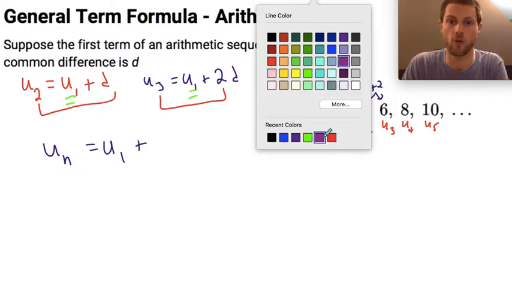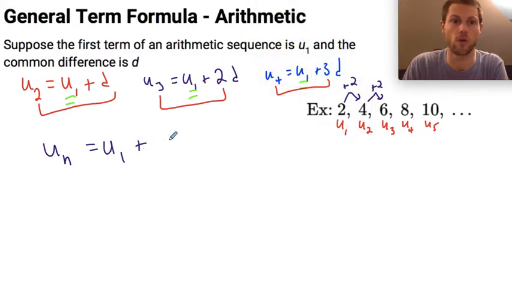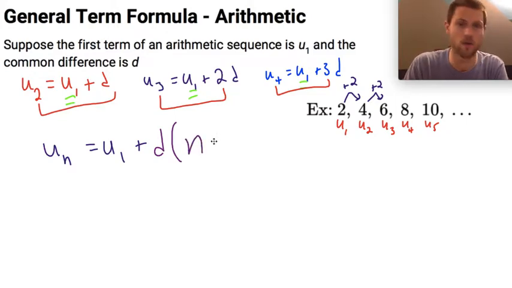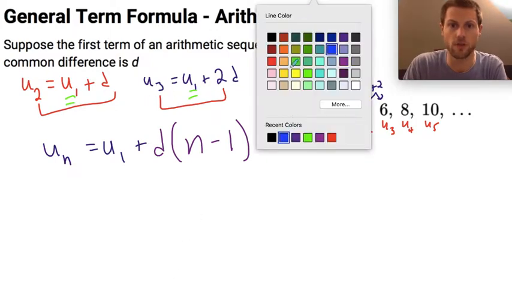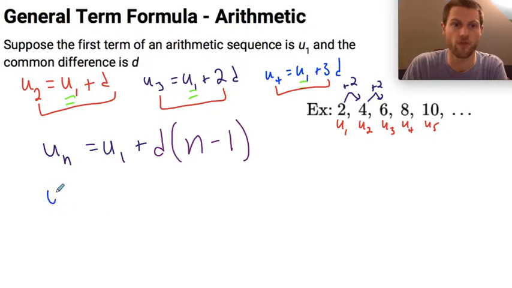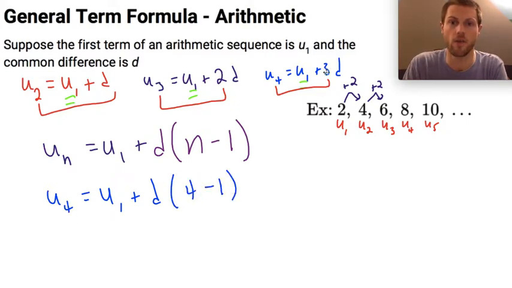And we can go back to our formula and say this is then going to equal u sub 1 plus the common difference times whatever that n term that you're looking for is minus 1. So if I'm looking for the fourth term, then that should equal u sub 1 plus my common difference times 4 minus 1. And that's exactly what I had here. 4 minus 1 is 3, so looking for my fourth term, I take the initial term and I add 3 times the common difference.